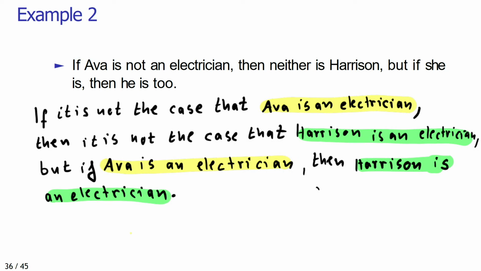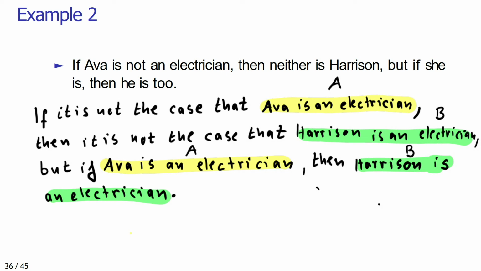Next, we need to give a symbolization key. So let's give a symbolization key. I'm going to represent the atomic sentence Ava is an electrician by means of the capital letter A, and I'm going to represent the atomic sentence Harrison is an electrician by means of the capital letter B. And for both occurrences of these sentences, I'm going to use the same capital letter. Okay, so we have a paraphrase, we have identified the atomic sentences, and we have given a symbolization key. Next, we need to think about the Boolean connectives.